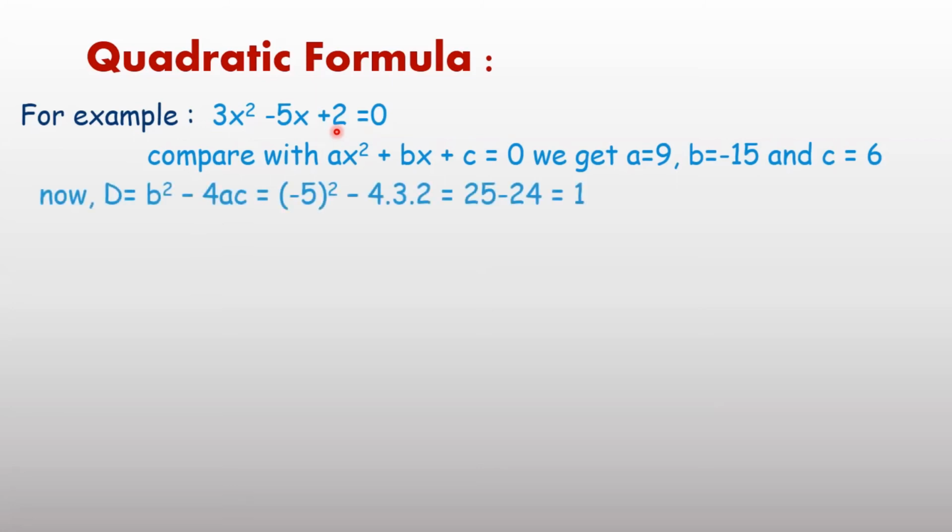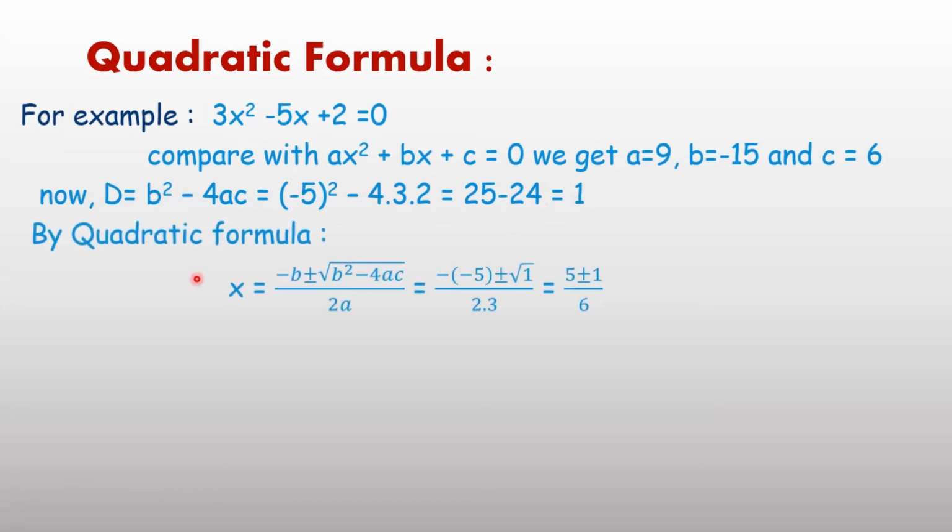Step first, find out discriminant, means value of b square minus 4ac. Value of b is minus 5, minus 5 square is 25, minus 4 into 3 into 2 means 24, equals 1. Then write down quadratic formula, x equals minus b plus minus under root b square minus 4ac upon 2a. By putting the value of b as minus 5, minus of minus 5 plus minus under root of b square minus 4ac, already calculated here, that is 1. Write down 1 upon 2 into 3.